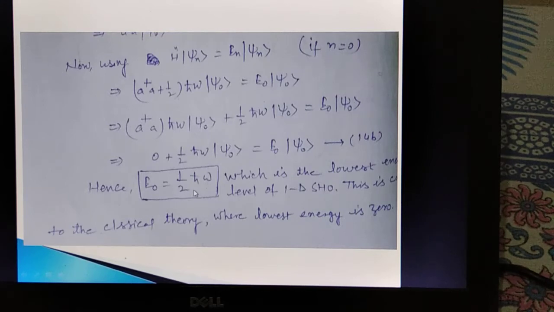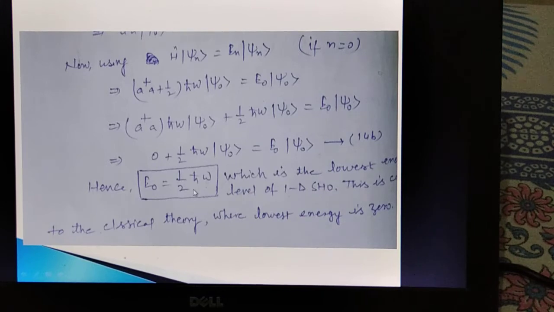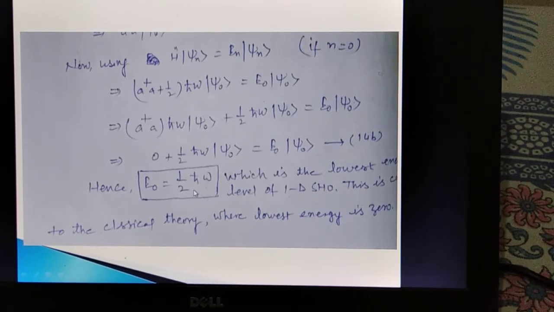This result is different from the classical result, because classically the lowest energy of a one-dimensional simple harmonic oscillator is 0, while quantum mechanically you have the amount of energy 1 by 2 h cross omega for the lowest energy state. So there is a contradiction in the results of lowest energy for the one-dimensional simple harmonic oscillator.